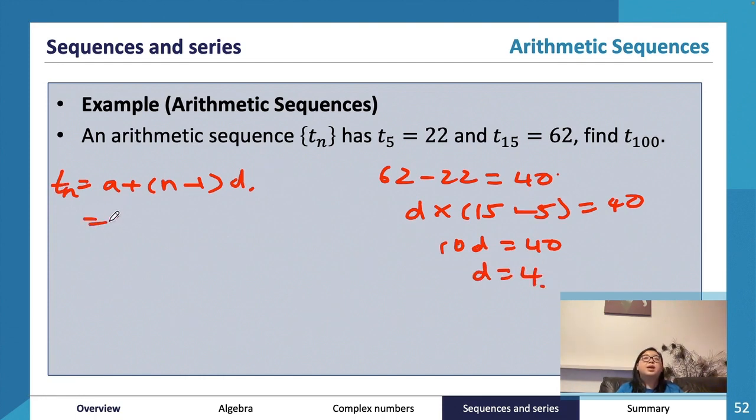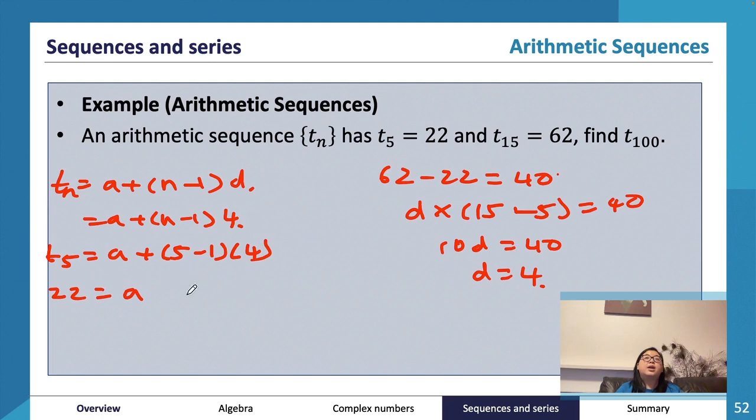So we can sub in here that a plus n minus 1 times 4 is what's going to actually give us the value, right? Okay, cool. So therefore we can now try and find what this is, and we can sub in either one of them. So let's talk about T5. So that will be a plus 5 minus 1 times 4, and that's equivalent to 22. So 22 is equal to a plus 4 times 4, so 16. So a for us should be equivalent to 6, right?